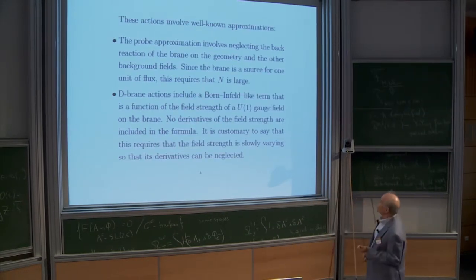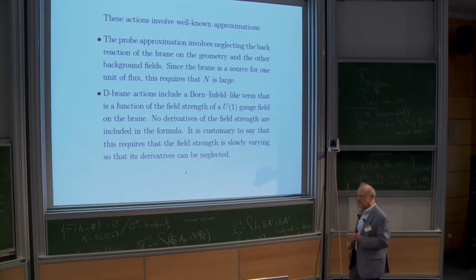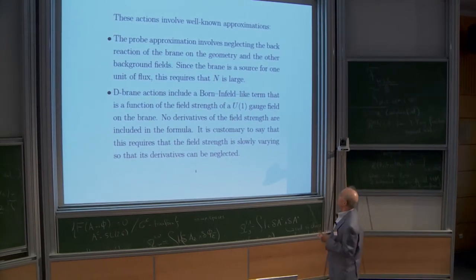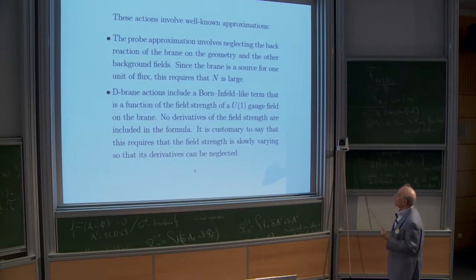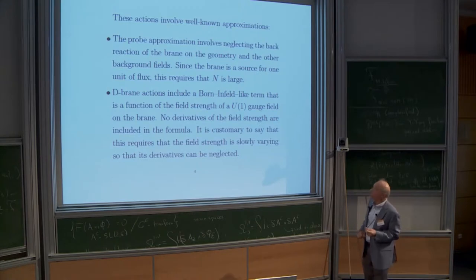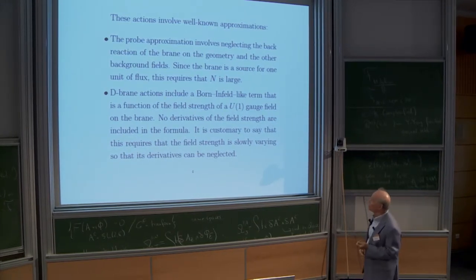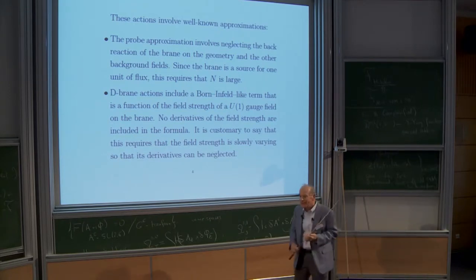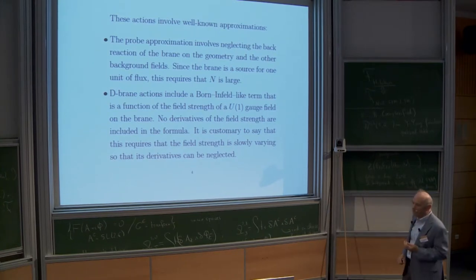Now, what I'm going to do is discuss the world volume actions of probe branes in these geometries. And these probe brane actions involve various well-known approximations. So there's the probe approximation, which involves neglecting the back reaction of the brane on the geometry and the other background fields. Since the brane is a source for one unit of flux, and it's in a background of n units of flux, neglecting its effect is closely related to n being large.